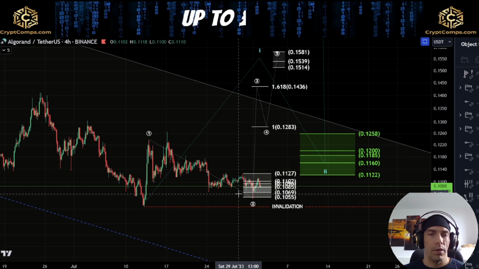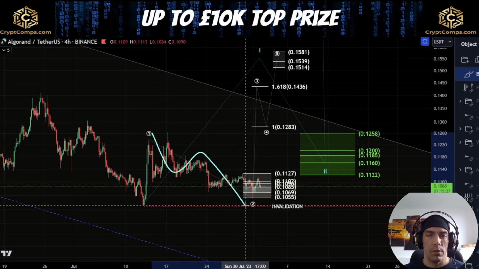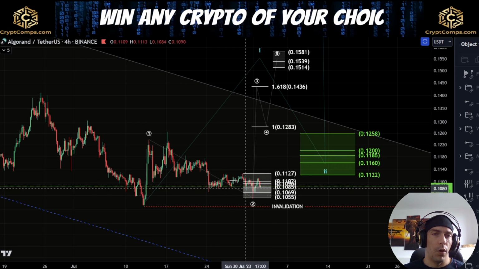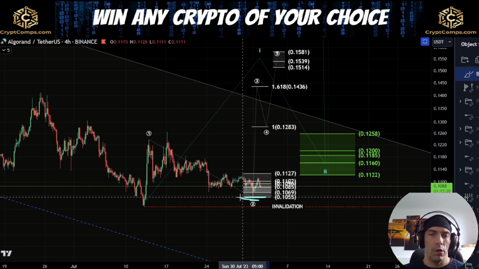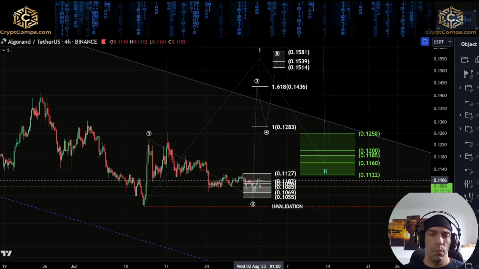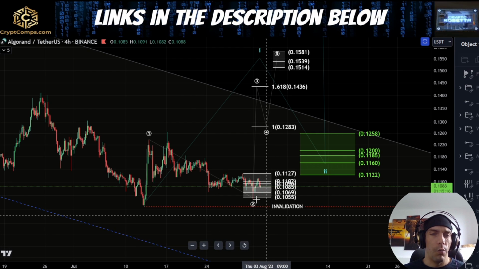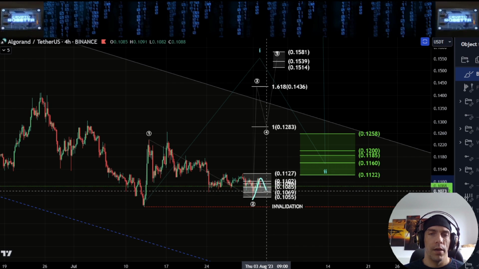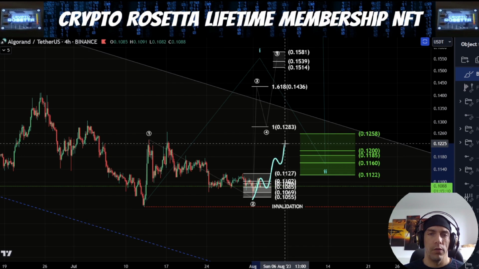Now, what I want to say about this is, because it has dragged out so long here, the probabilities are already starting to dwindle on this idea. What we need to see is this low maintain here. If we see one more push to the downside here, I wouldn't really say that this is the most likely count anymore. What I would want to see here is price starting to form 5-wave structure to the upside.